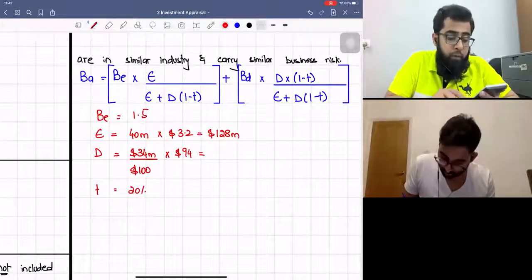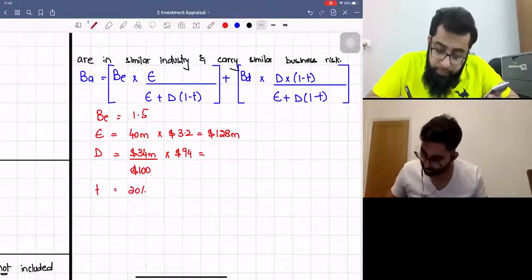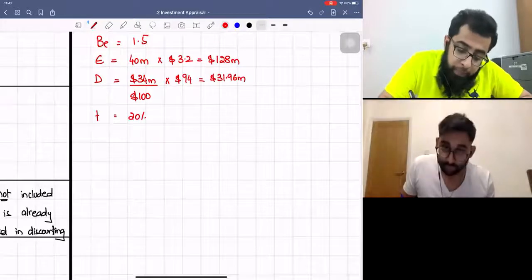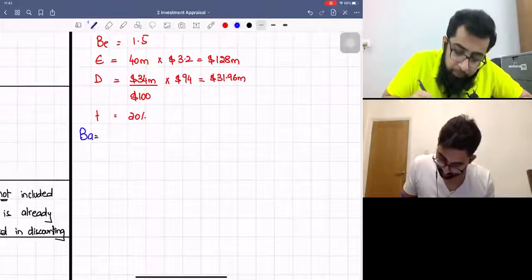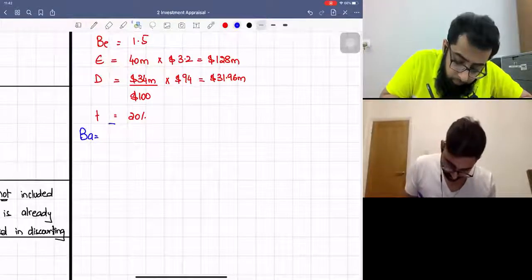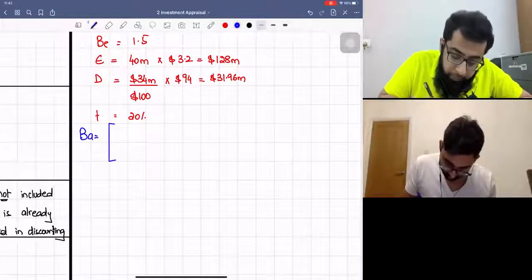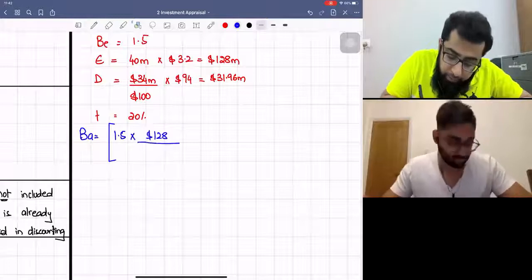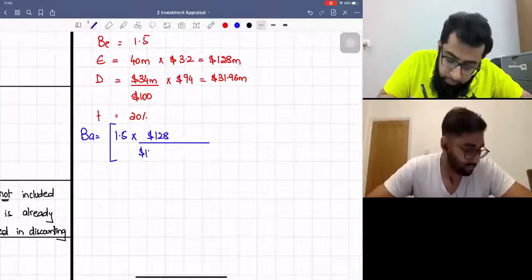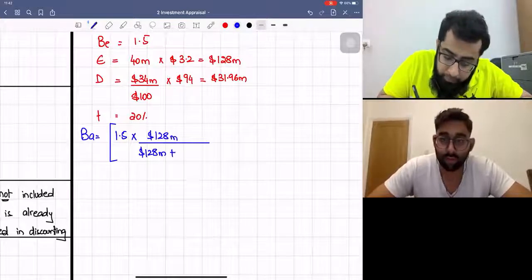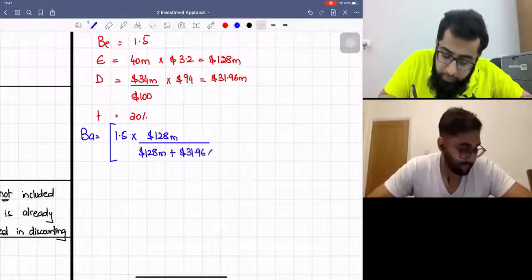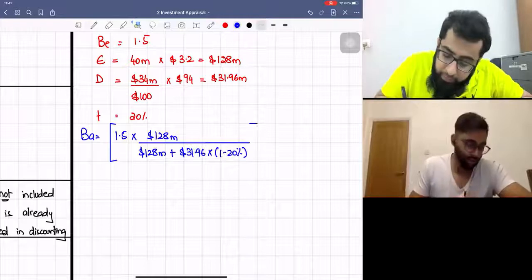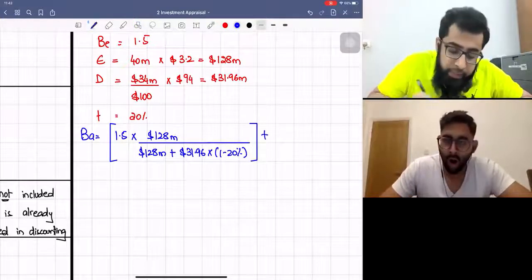34 divided by 100 times 31.96. Okay. So beta asset is equal to beta equity 1.5 into equity 128 divided by 128 million plus 31.96. 31.96 into 1 minus 20%, so it will get after tax. And the beta debt value is assumed as 0.